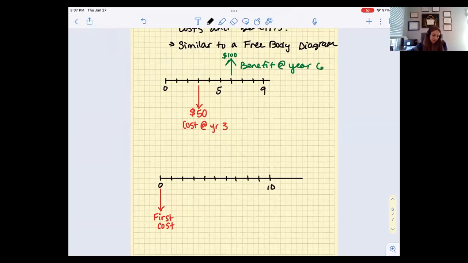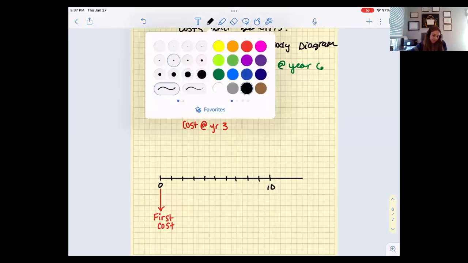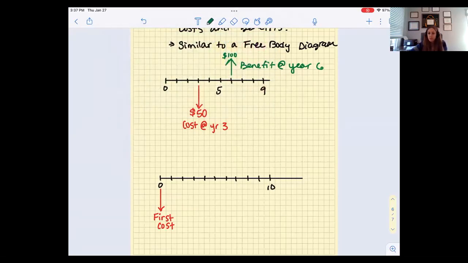And let's say you had a salvage. Remember, salvage is a benefit at the end of its useful life. So it's what you sold that product for, or what you think you can sell that product for. So it would be an arrow up. That's how you would draw salvage.